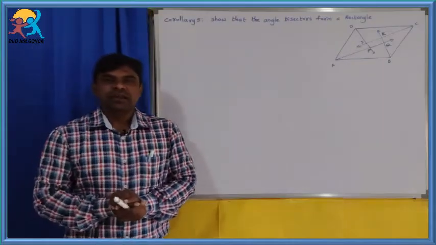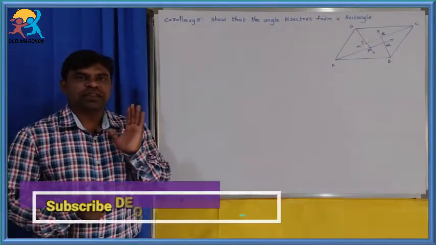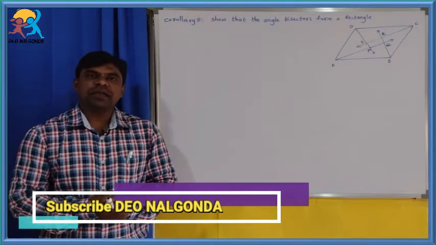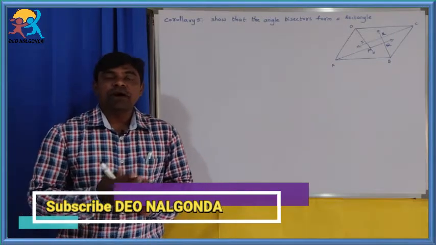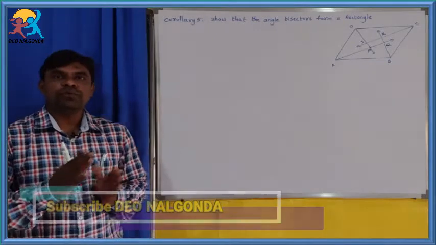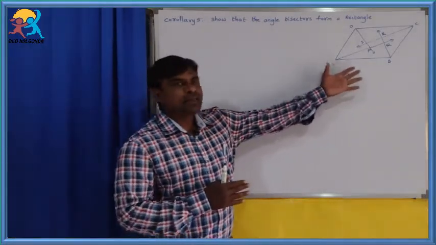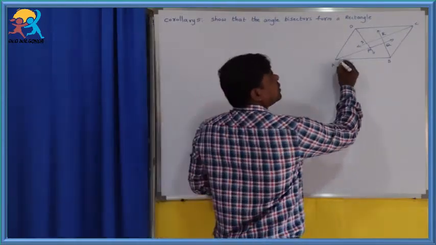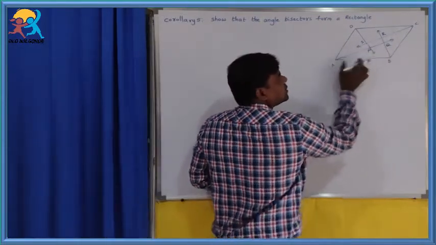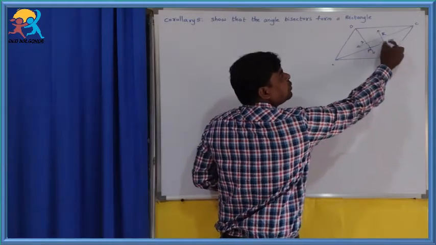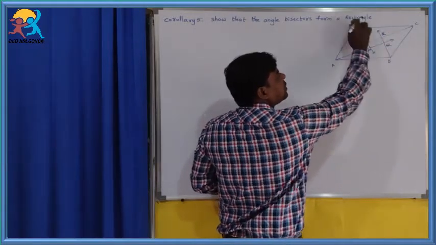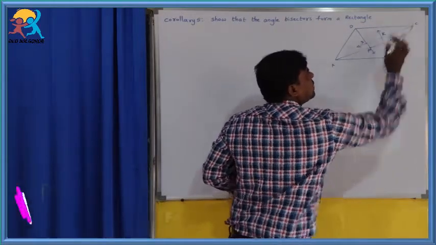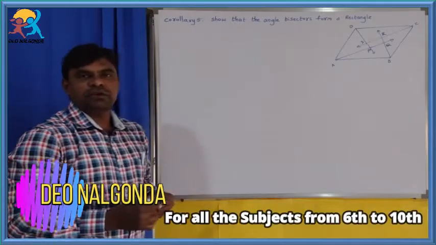Welcome. Today we will discuss one corollary, that is, show that the angle bisectors of a parallelogram form a rectangle. We have to prove that. Let us take one parallelogram ABCD. In this parallelogram, AQ is the angle bisector of angle A, BQ is the angle bisector of angle B, DP is the angle bisector of angle D, CR is the angle bisector of angle C. This we have to prove.